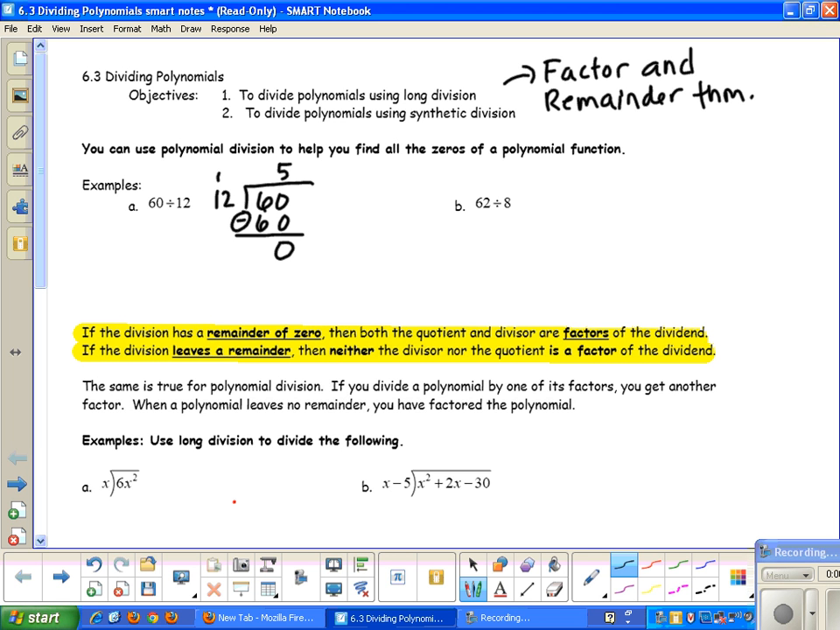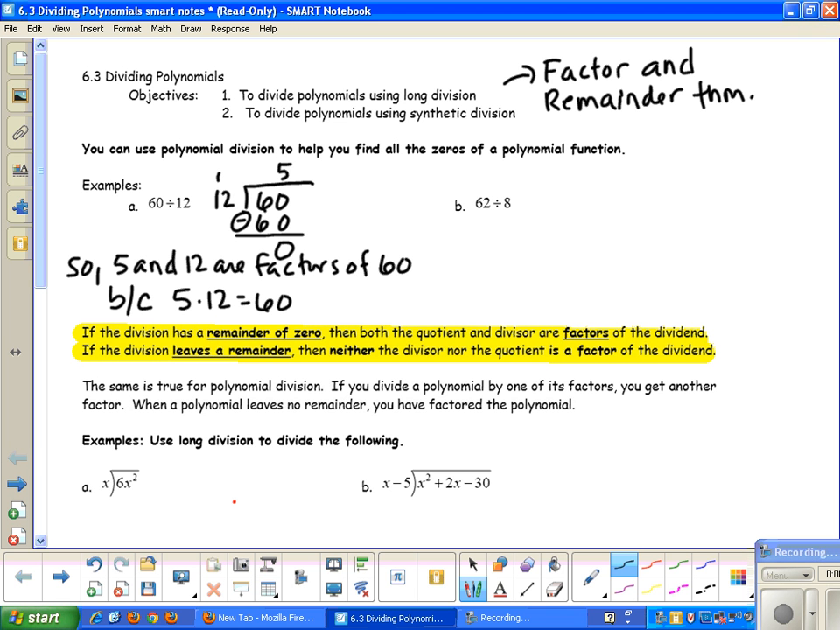So that means that 5 and 12 are factors of 60 because 5 times 12 equals 60.